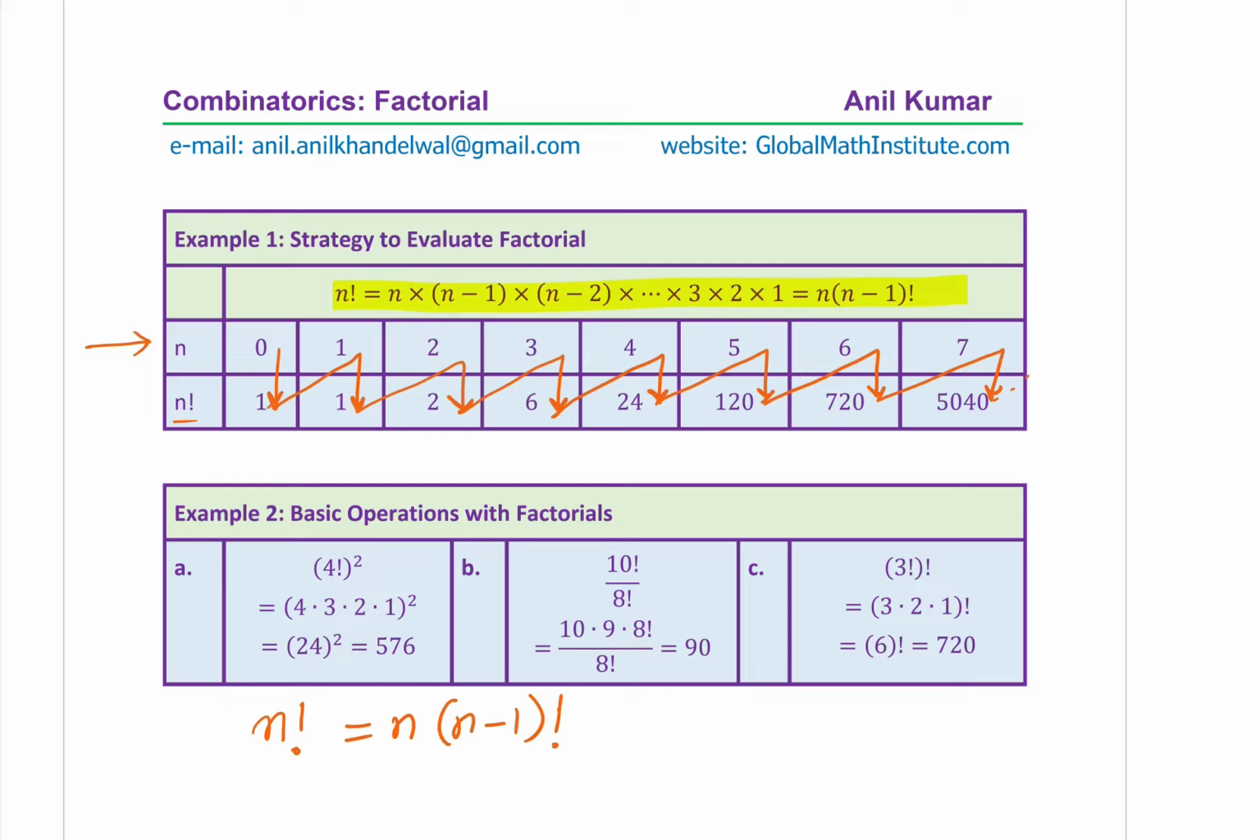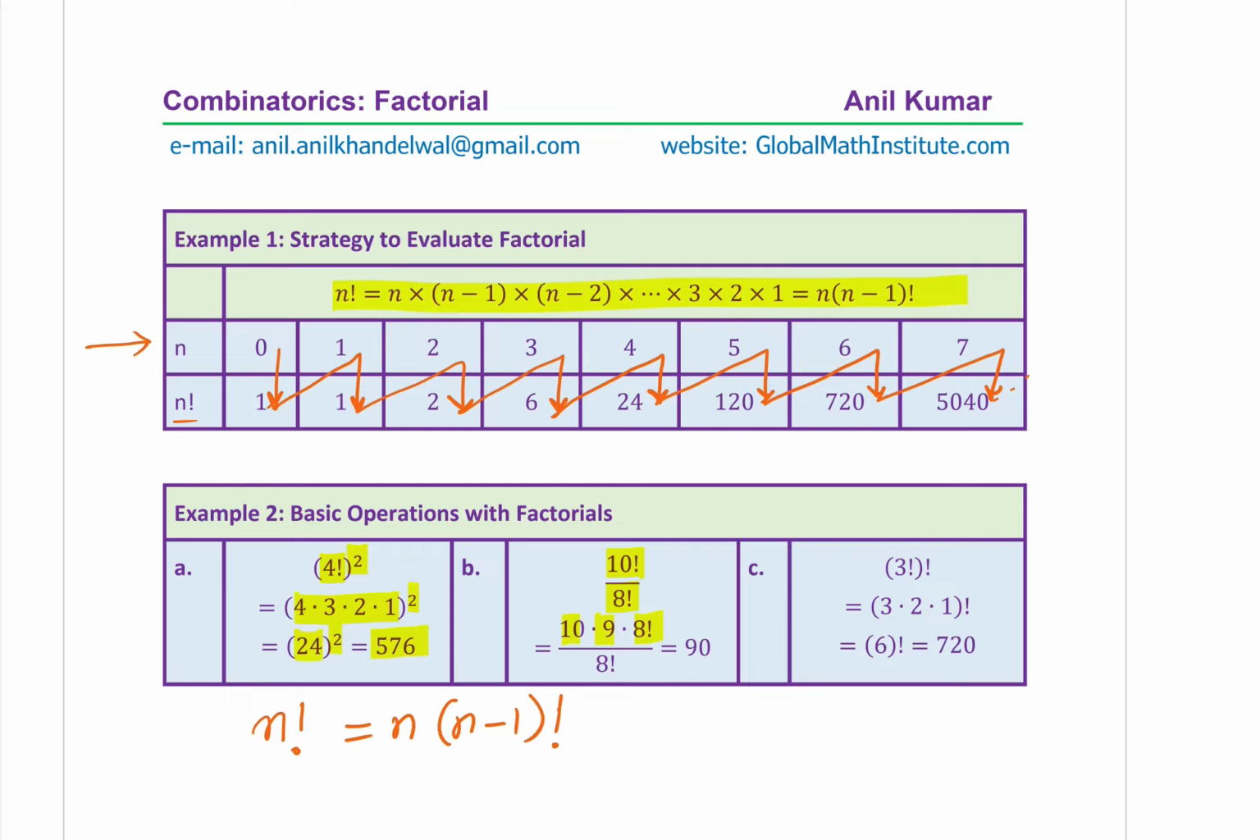Now, let's take another example where we are going to take basic operations with factorial, right? Here are a few things to be calculated. The very first one is, what is 4 factorial squared? Clearly, I should first find the value of 4 factorial, which is 4 times 3 times 2 times 1, and then I get 24. Square that. The square of 24 is 576. That becomes your answer. How about 10 factorial divided by 8 factorial? Well, 10 factorial can be written as 10 times 9 times 8 factorial.